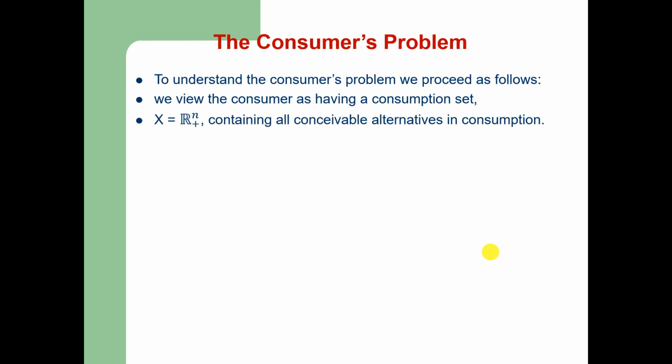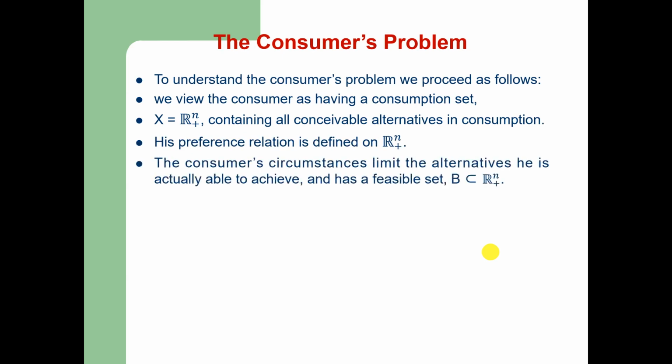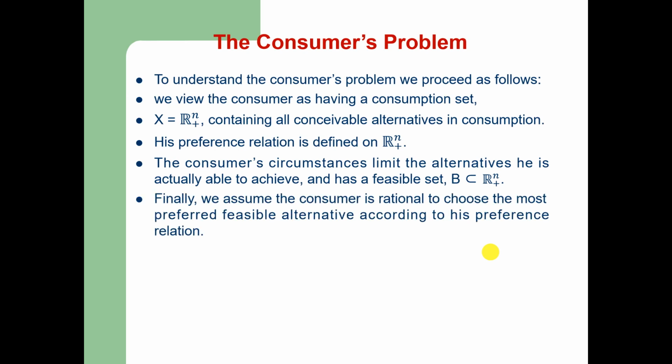In order to understand the consumer's problem, we assume that there is a consumer who has a consumption set X, who is a consumption set X in a non-negative orthant, and that contains all conceivable alternatives or consumption plans in consumption. The consumer preference relation is defined on non-negative orthant, and the consumer circumstances limit the various alternatives he is actually able to achieve, and he has a feasible set B in non-negative orthant. B is the feasible set.